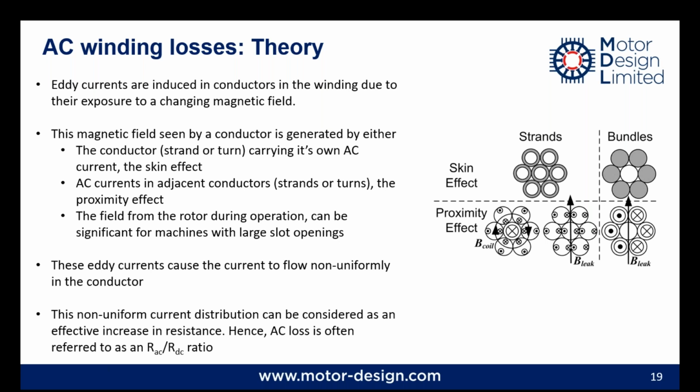And then the third one is an excitation from the rotor that will exist with permanent magnet machines, for example. This could actually occur at open circuit and can be significant for machines where you've got a large slot opening and the winding is exposed quite a lot to the air gap. What these eddy currents do is they create a non-uniform distribution of current in the conductor, and hence an increase in the losses and an increase in the effective resistance.